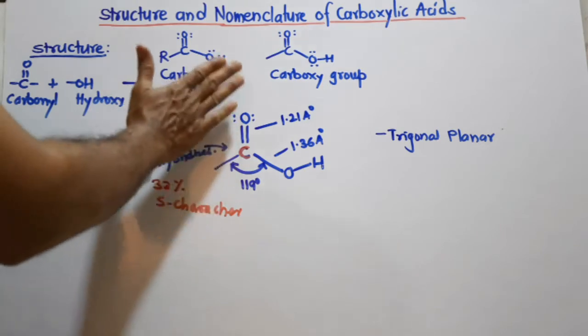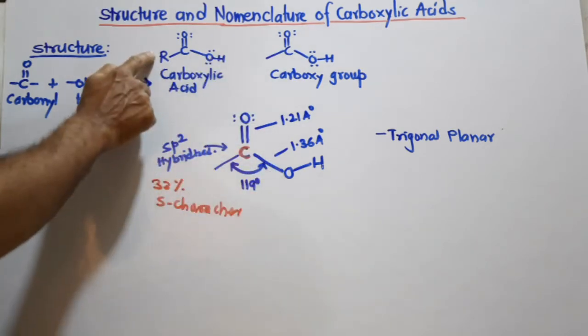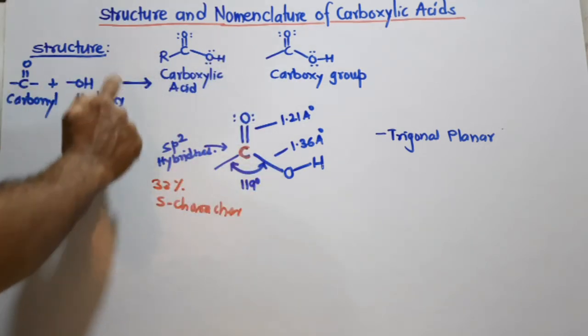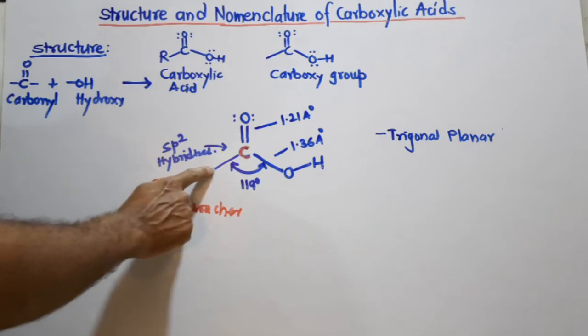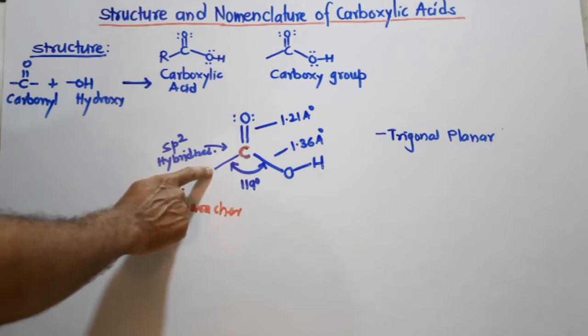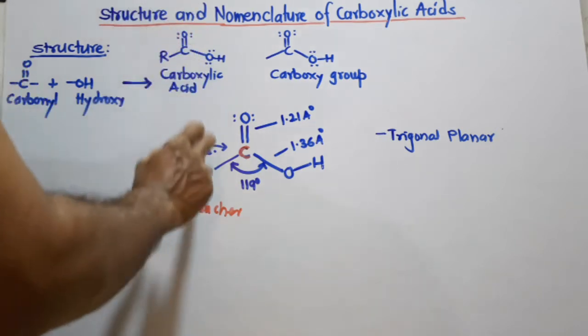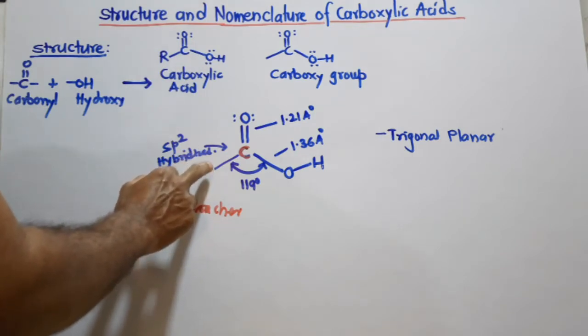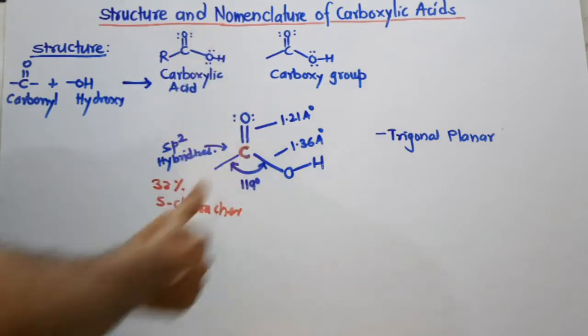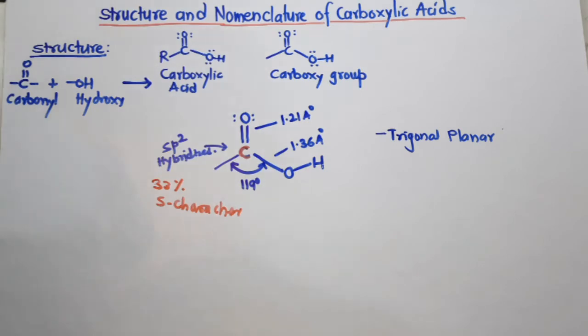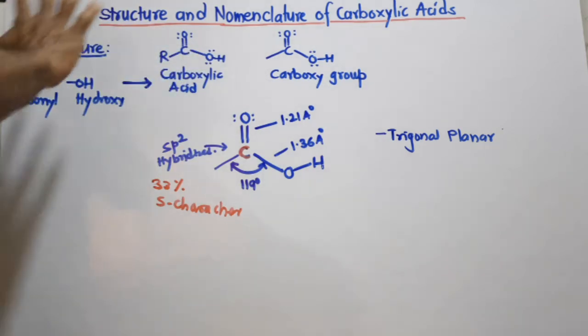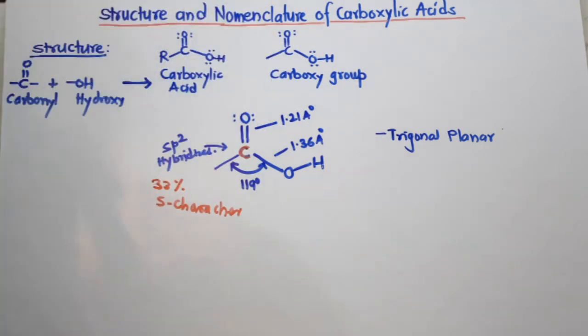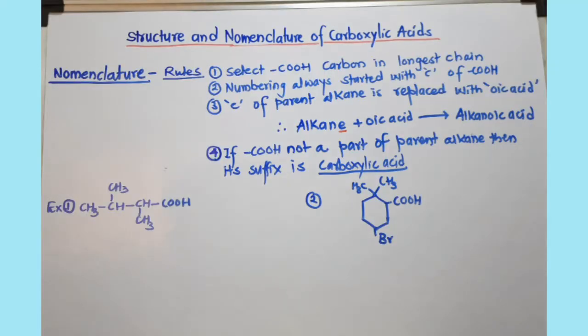So again, this is trigonal planar. Here, if an aliphatic chain or a ring is there, that carbon is sp3 hybridized, meaning tetrahedral, and if this is an aromatic ring, then the carbon is sp2 hybridized. So in this way, we discussed the structure of carboxylic acids. Now I will discuss its nomenclature.